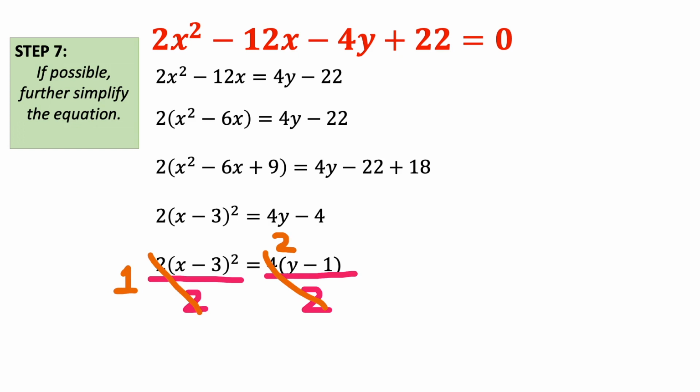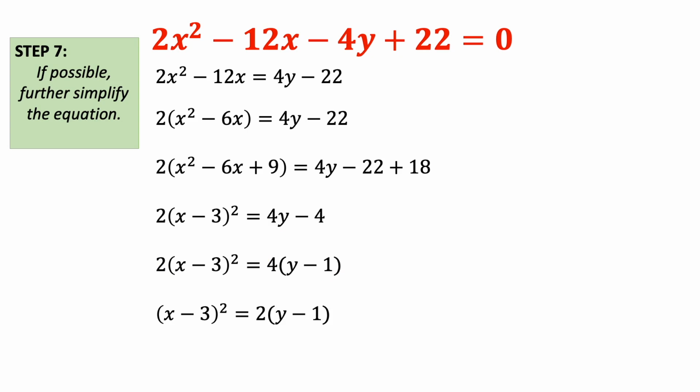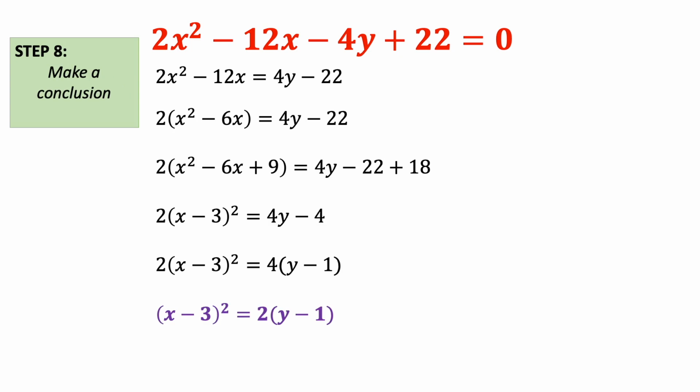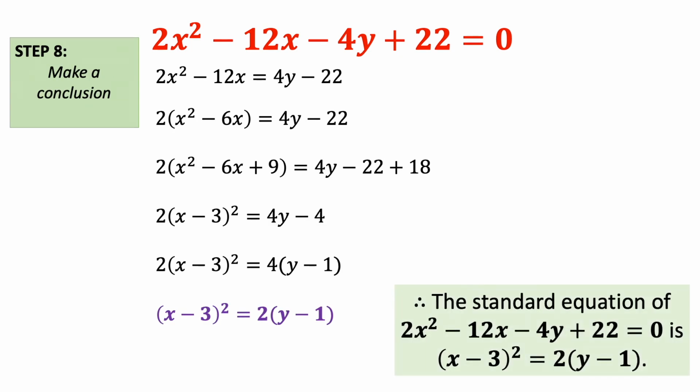Therefore, the standard equation of 2x squared minus 12x minus 4y plus 22 equals 0 is quantity x minus 3 squared equals 2 multiplied by the quantity y minus 1. By looking at it, we can say we have a parabola opening upward.